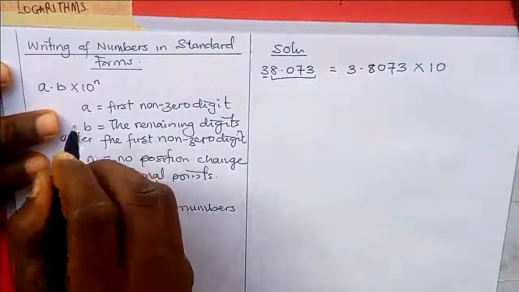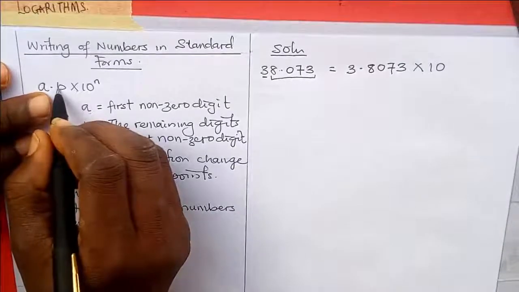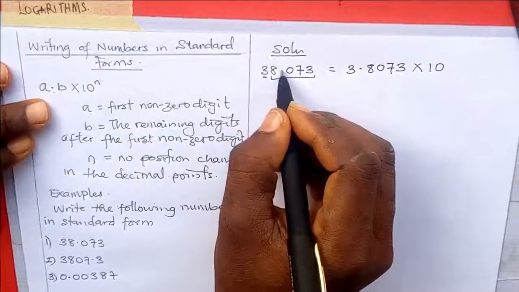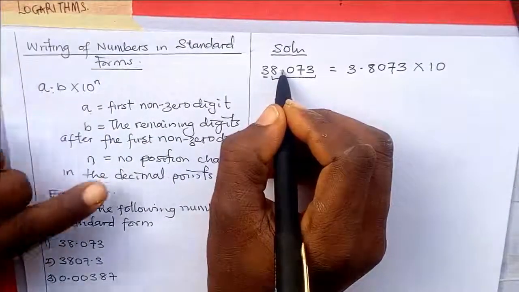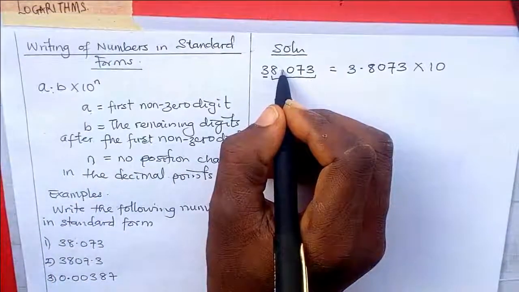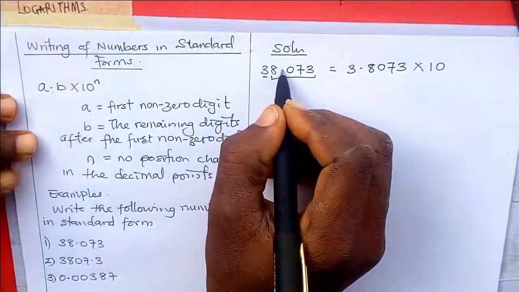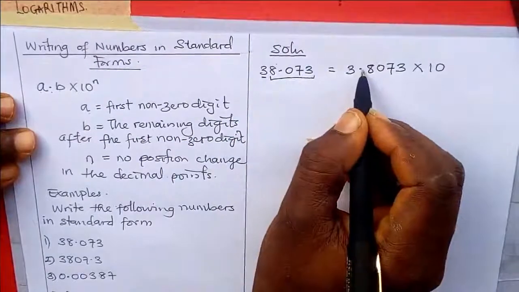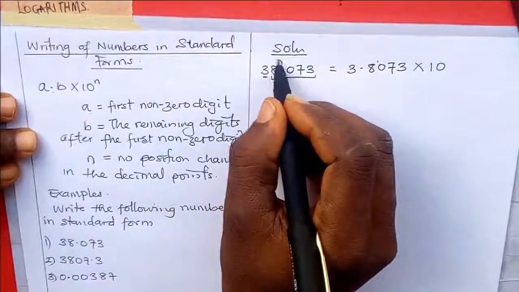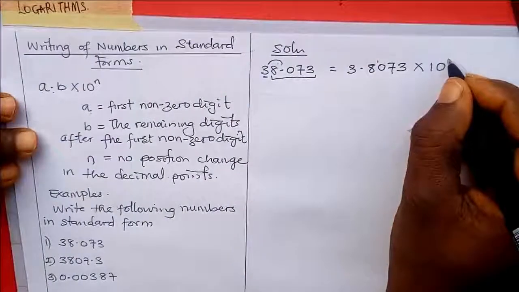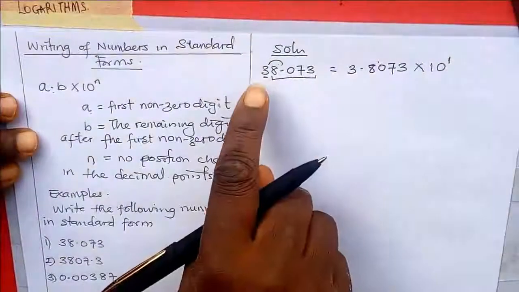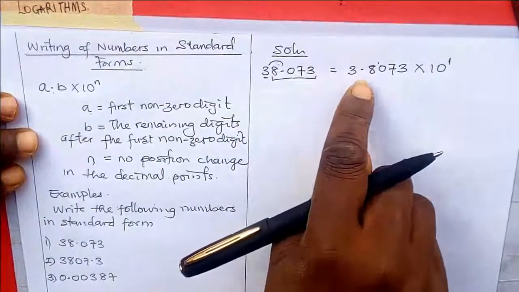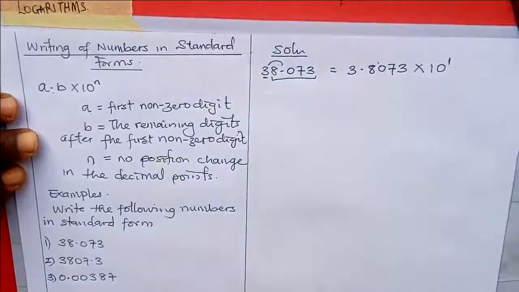What is my n? How many times did the decimal point move to change position? So n shows the number of position changes of the decimal point. The decimal point was at the back of 8, then moved to the back of 3. So it only moved once. So we have it times 10 raised to the power of 1. So 38.073 can be written as 3.8073 times 10 raised to the power of 1.